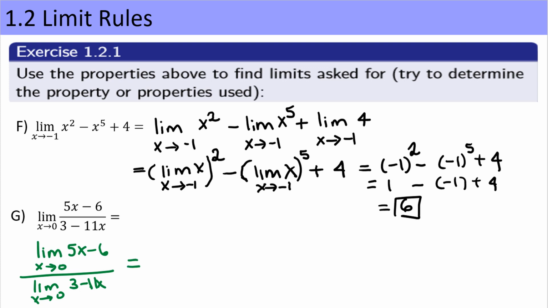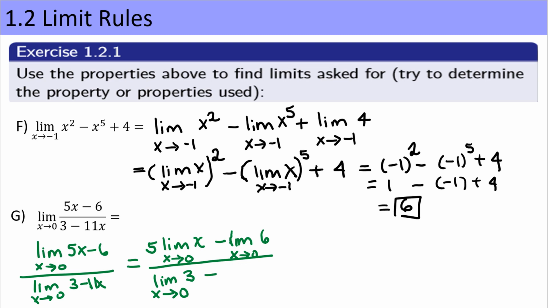Let's take each of the individual limits. So I'm going to skip a step and just go ahead and put the constant outside the limit symbol. So I'll have 5 times the limit as x approaches 0 of x minus the limit as x approaches 0 of 6, divided by the limit as x approaches 0 of 3, and then I'll go ahead and pull the constant out, so minus 11 times the limit as x approaches 0 of x.